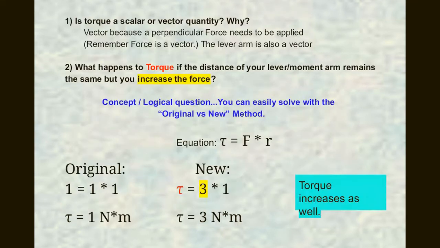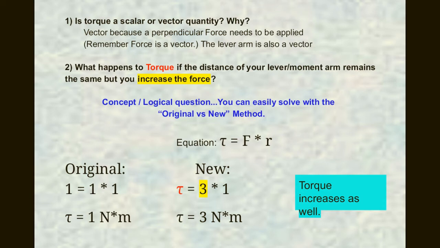All right, so let's get into it. Is torque a scalar or a vector quantity, and why? So remember, scalar is basically a number with a unit with really no significance of direction, whereas a vector does have direction. So you still get the number and unit. Torque is actually a vector, and it's because the two things that it relies on, the force and the distance of the lever arm, are both vectors. So torque is a vector quantity.